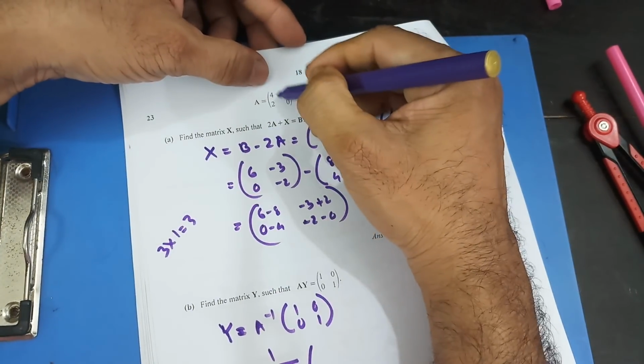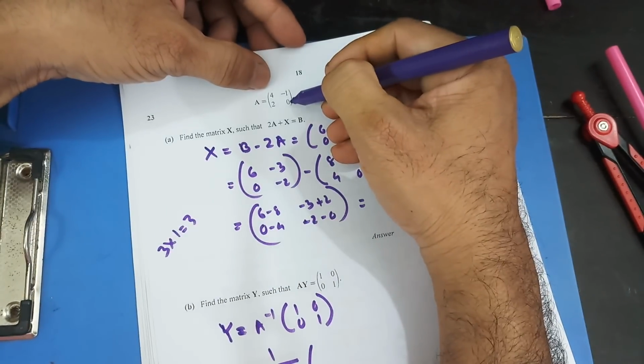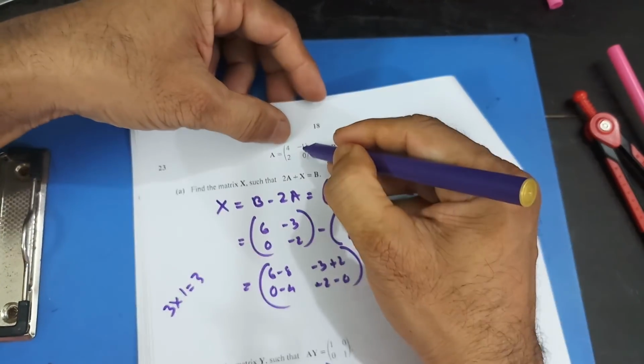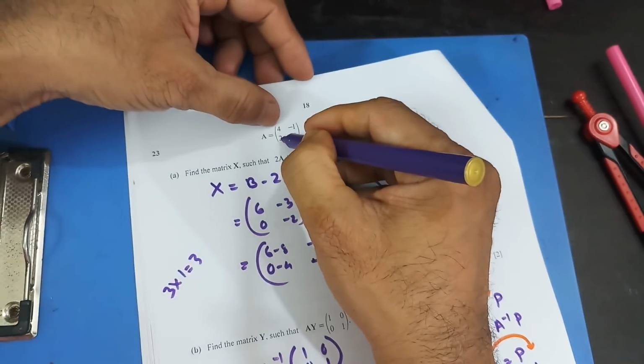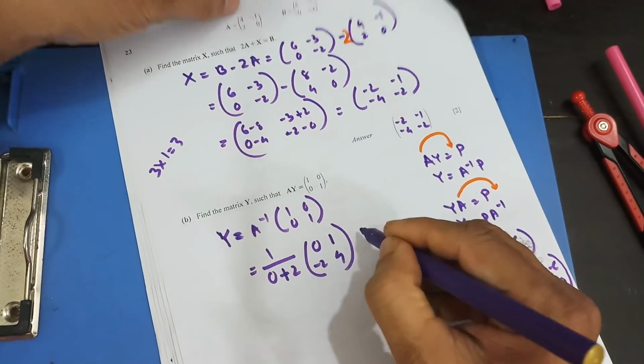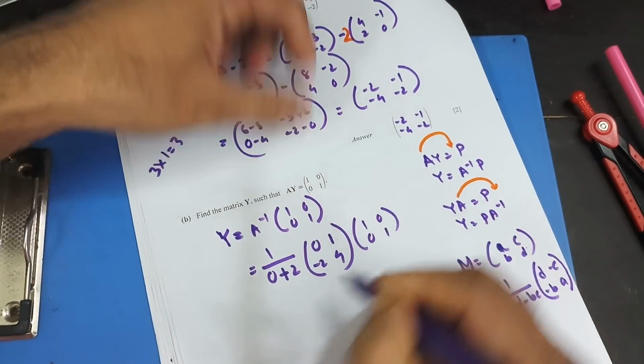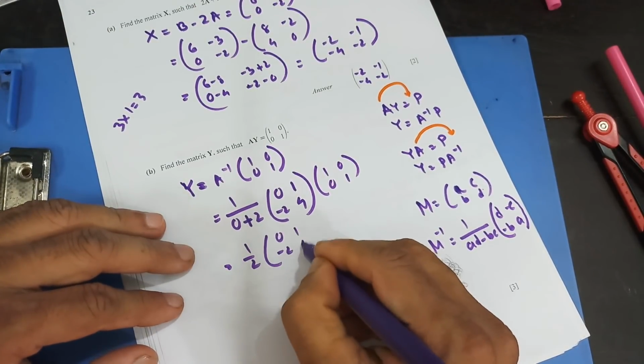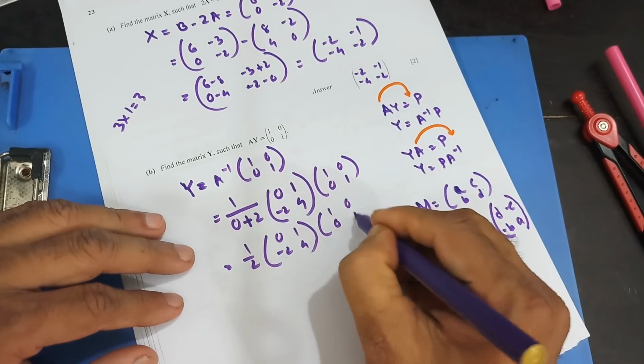And then they're going to switch their places. In the place of 4 is going to be 0, and in the place of 0 is going to be 4. So 0, 4, and minus 1 becomes plus 1, plus 2 becomes minus 2, and over here 1 0 0 1. So this is half, 0 minus 2 1 4, and 1 0 0 1.